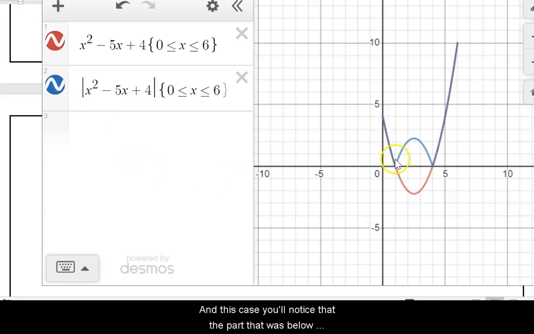In this case, you'll notice that the part that was below the axis has been flipped up. You'll also notice this forms sharp corners and cusps here at these points, which means we cannot integrate across it. But that's okay because we want to integrate in pieces anyway. The parts that were originally above don't need the absolute value. Only the part that was between 1 and 4 needs the absolute value. Let's look at how to apply this back to the function.